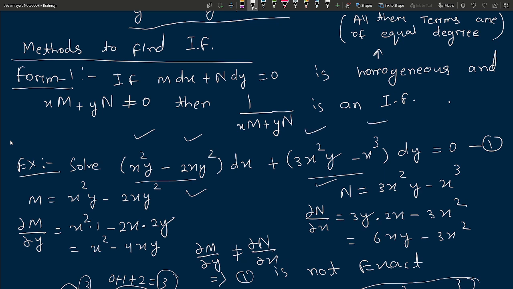So yes, form 1 can be applied, but we have to check another condition. This x into M plus y into N must be non-zero. So let's verify whether x into M plus y into N is non-zero or not. Just a minute.